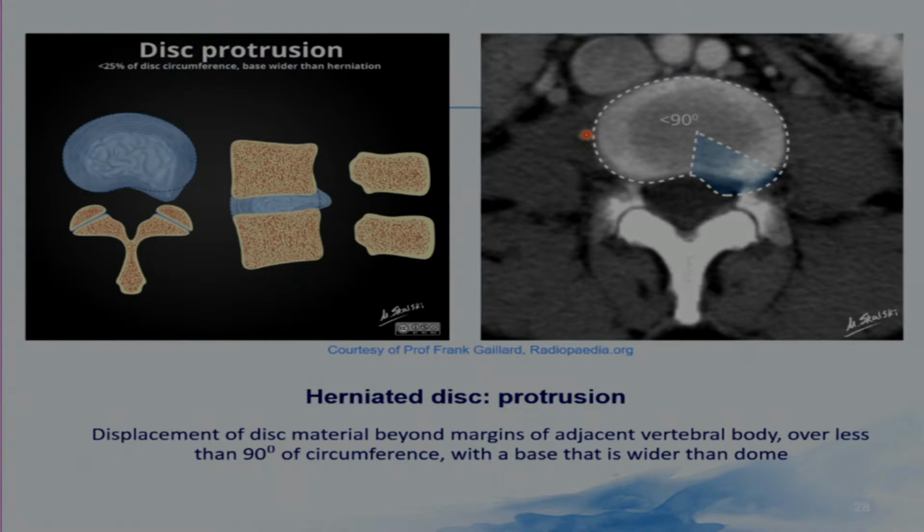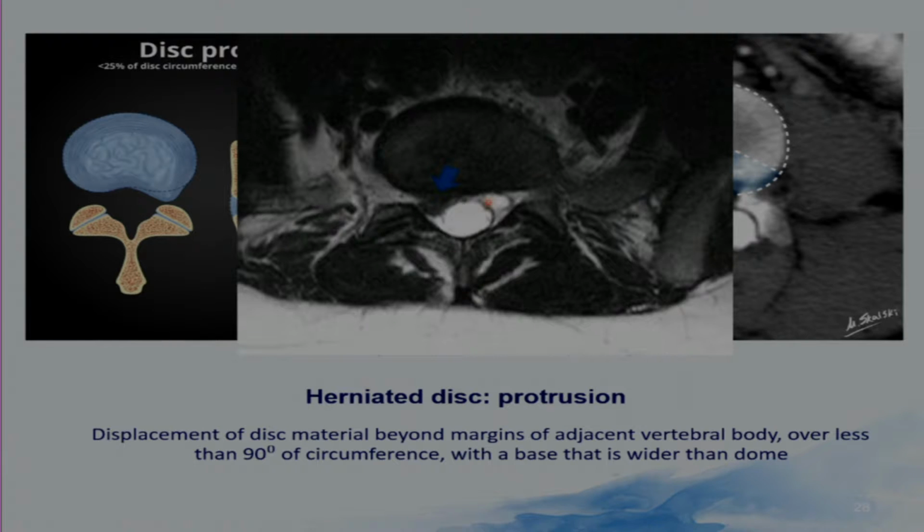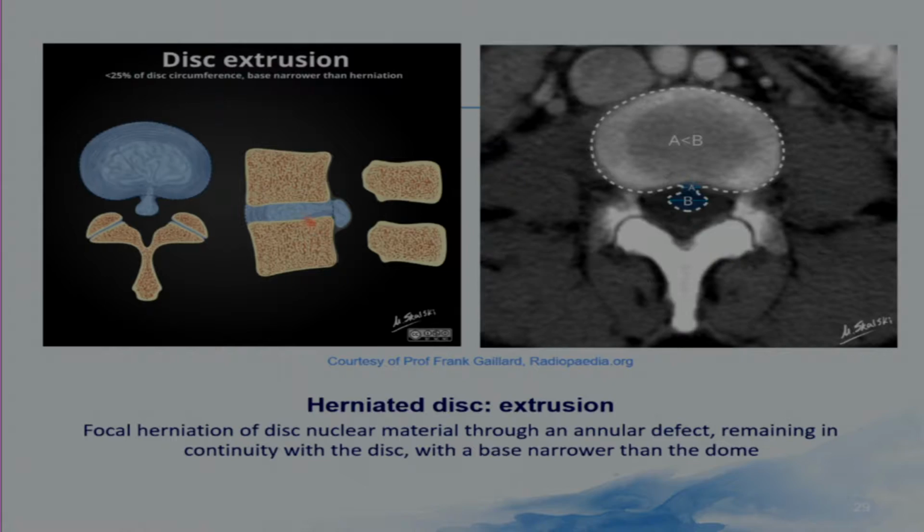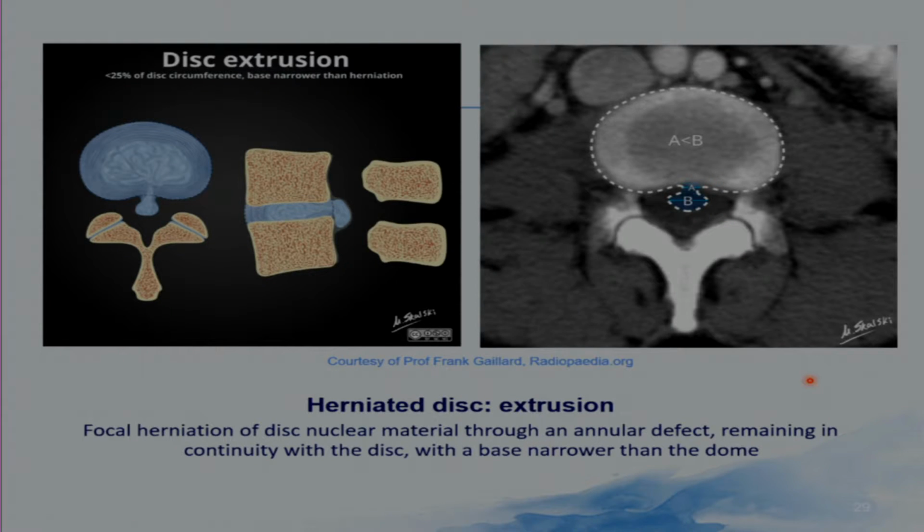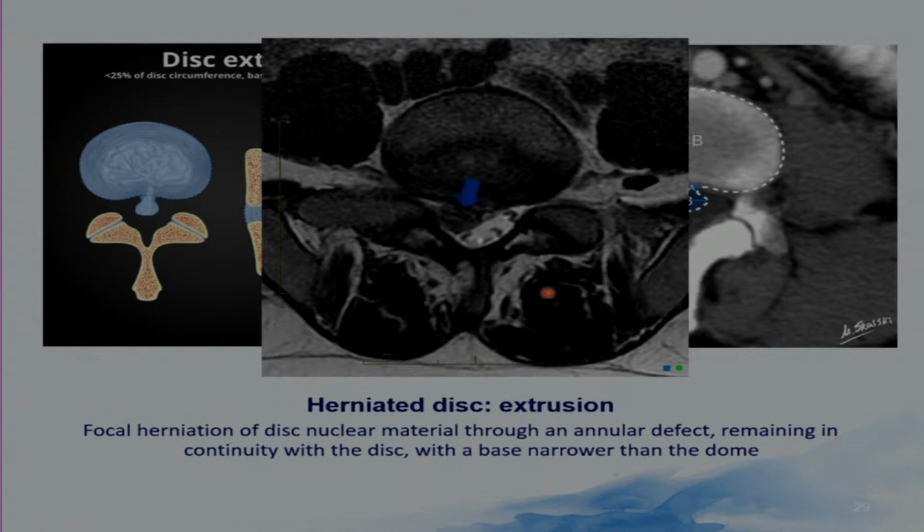A disc protrusion involves less than 25% of the disc circumference, that is less than 90 degrees, and it will have a broader base and a narrower dome. So that's an example of a disc protrusion. Disc extrusion, on the other hand, will have a wider dome and a narrower base. That's an example of a disc extrusion.